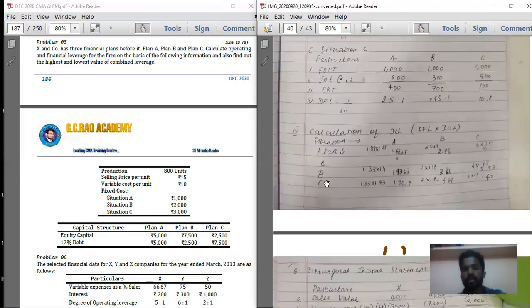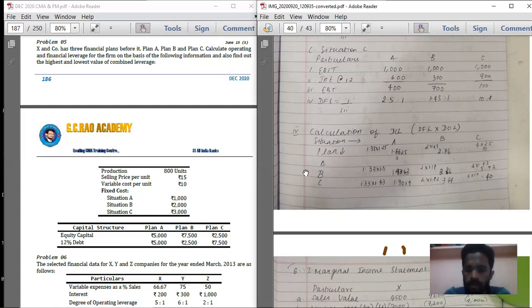So instead of that, we have multiplied DFL into DOL so that we will get all the DCL values easily. Below that, statement number 4, calculation of DCL, that is degree of combined leverage, within bracket DFL into DOL.